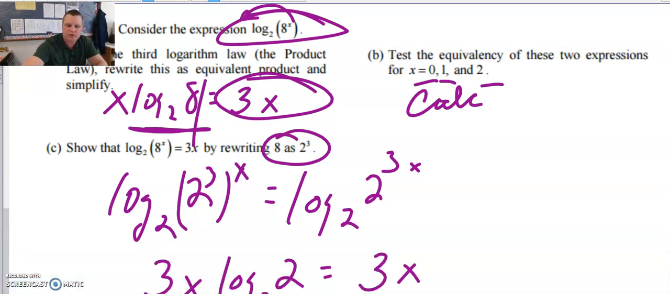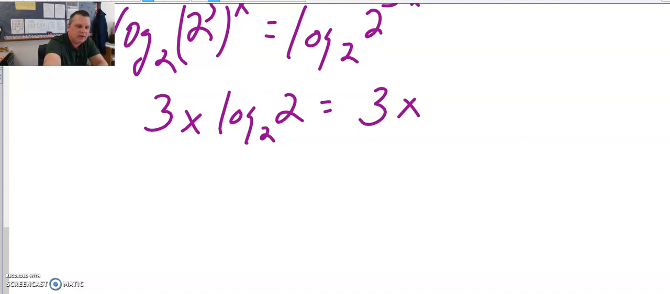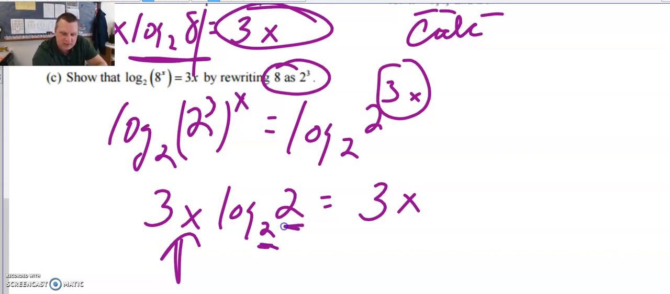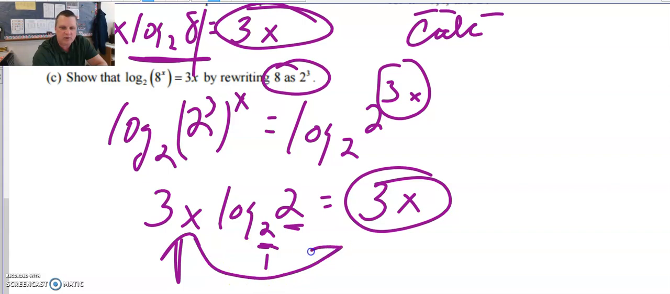Now what you're going to have to recognize is, once this 3x comes to the front, if you have these two numbers the exact same, log base 2 of 2 is going to be 1. So it gives you 3x. Log base 8 of 8 is going to be 1. Log base x of x is going to be 1, always. So then that just becomes 3x. So there's more than one way to solve some of these problems.